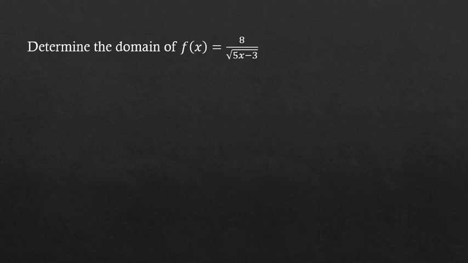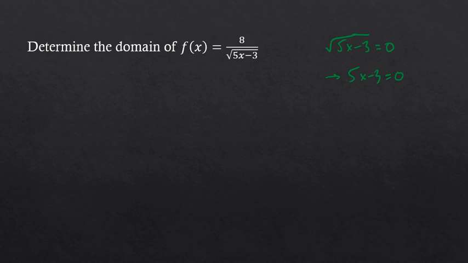Well, if the square root of 5x minus 3 equals 0, then by squaring both sides, that means 5x minus 3 has to equal 0. So I want to find the value of x that is going to make this thing equal to 0. Now, I'm not going to do that quite yet, and you'll see why in just a few seconds.